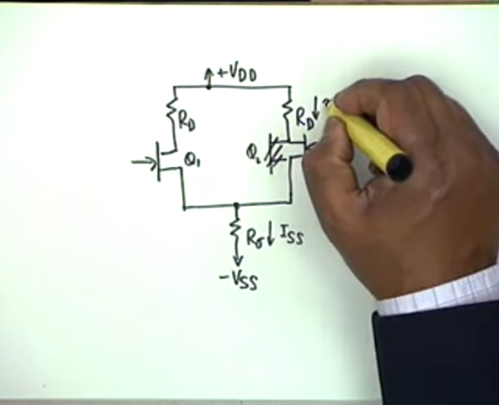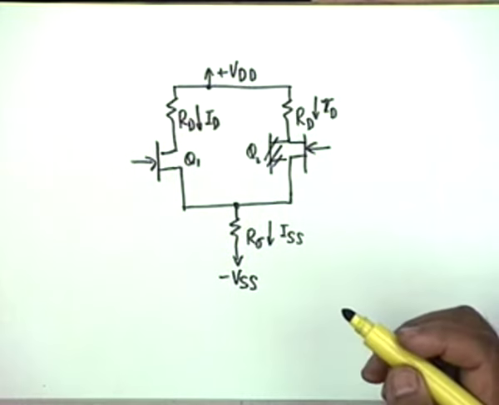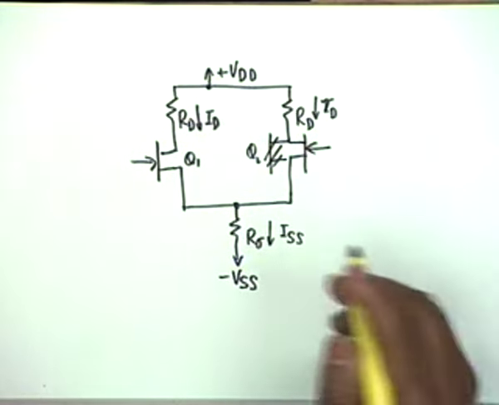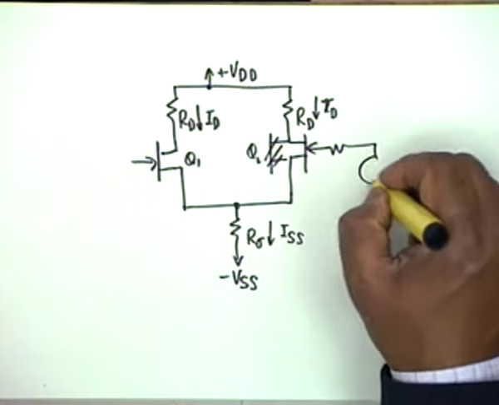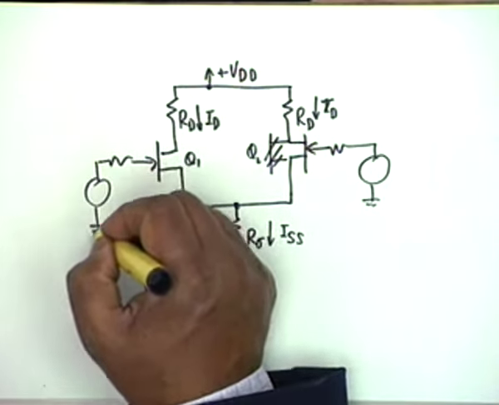ISS naturally is twice of I sub D, okay. ISS is twice of I sub D because of complete symmetry, and then of course you have the signal source here and a signal source here. This is the circuit.